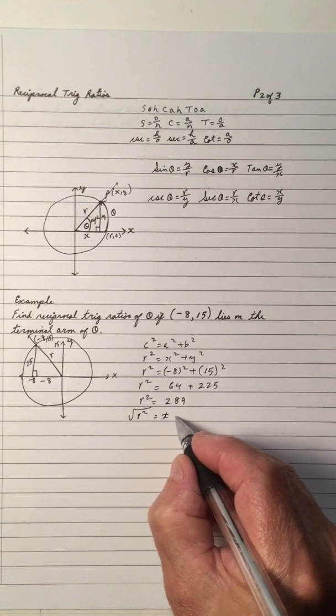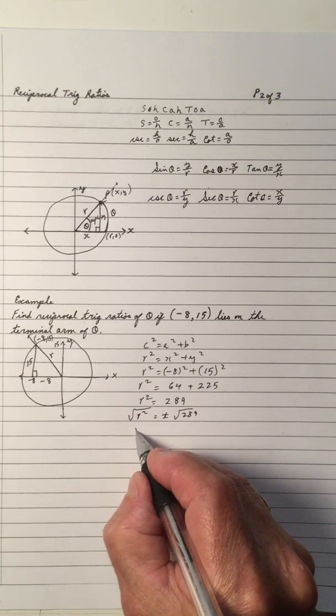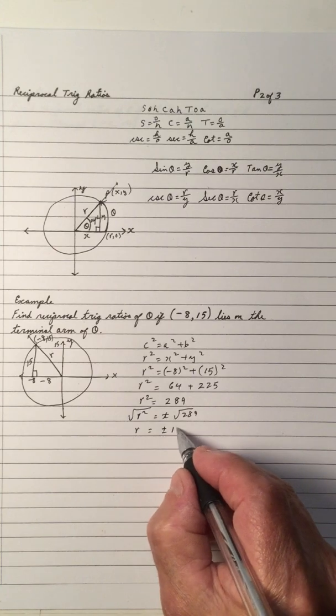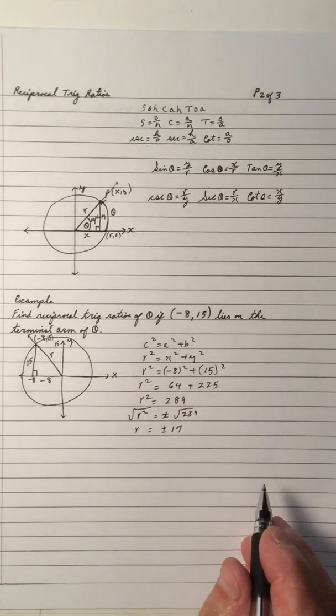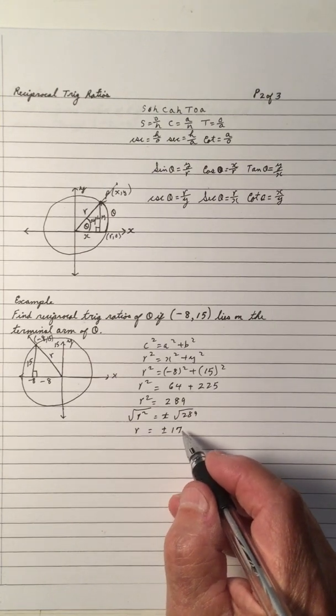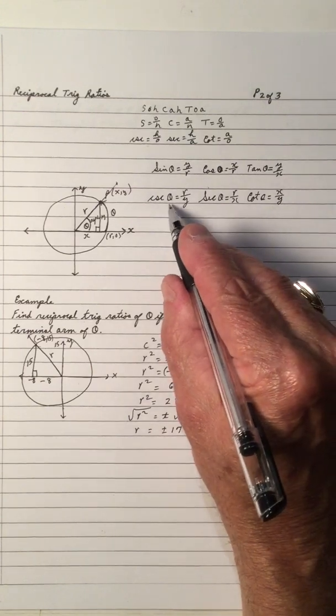Plus minus the square root of 289. So r, the square root of r squared is r, plus minus, and the square root of 289 is 17. Check your calculator. 17. Now we have to do cosecant.